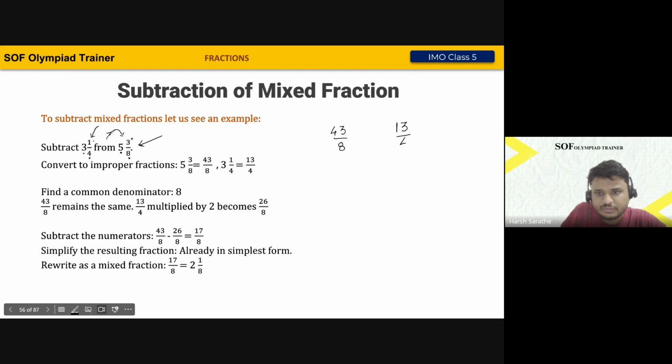Okay, so now we need to subtract these two fractions. Obviously, the LCM of 8 and 4 is 8 only. Now here we are already having 8 in the denominator. So here we need to create 8 in the denominator.